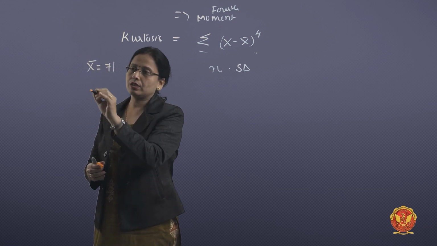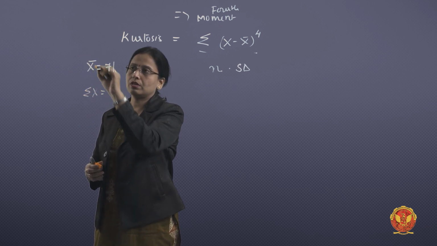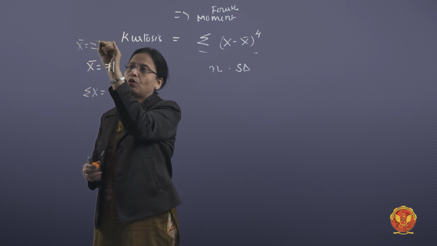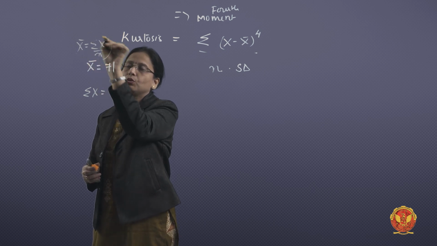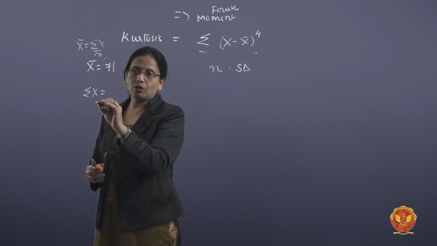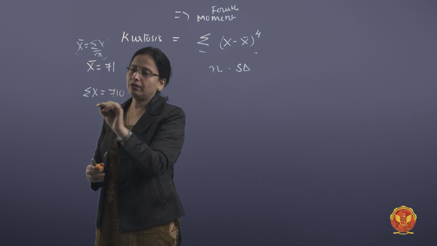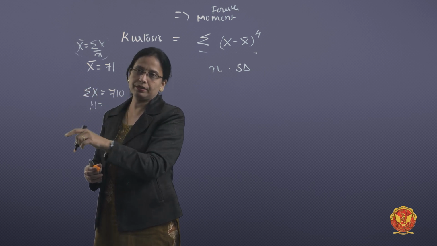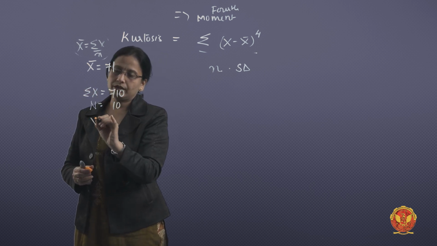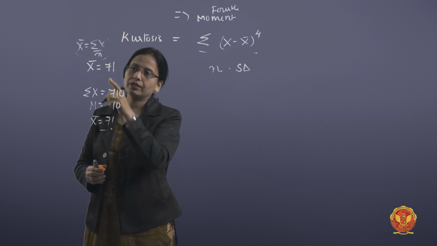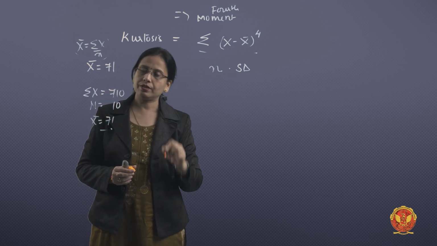If you add all these values, the sum of all the values divided by n. Repeatedly we do this work. The summation of all the values here comes 710. Number of observations, how many are there? 10. So I get mean is equal to 71, right? Look at here. We got it.